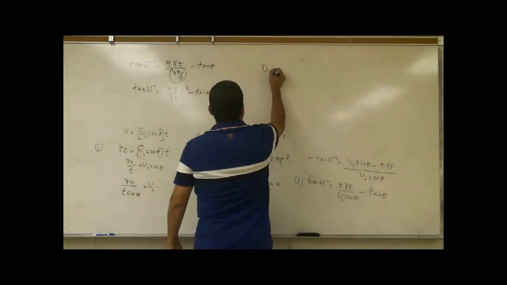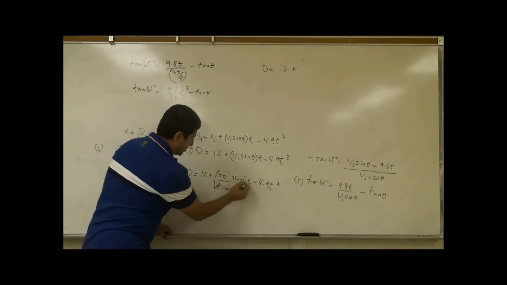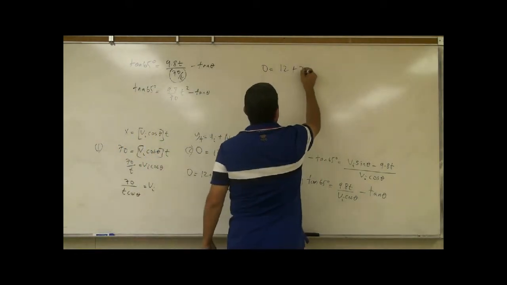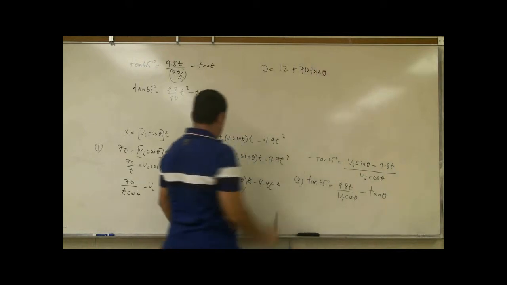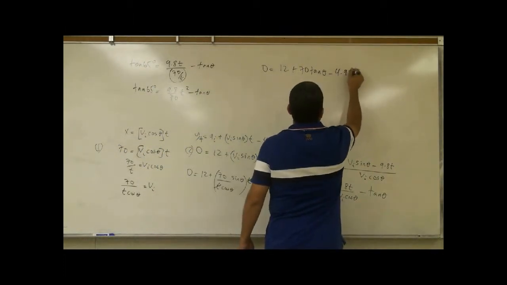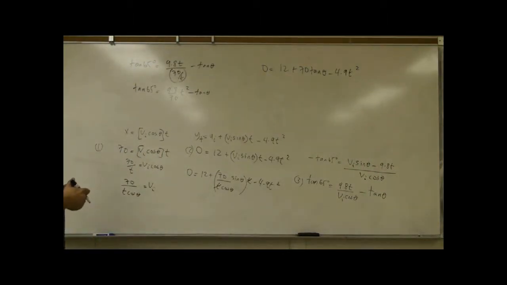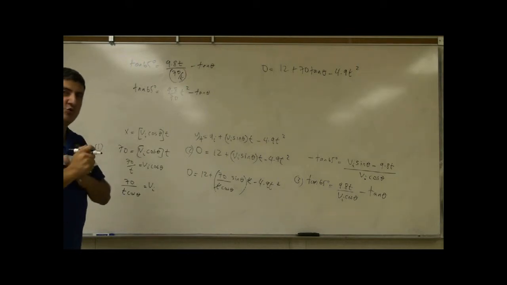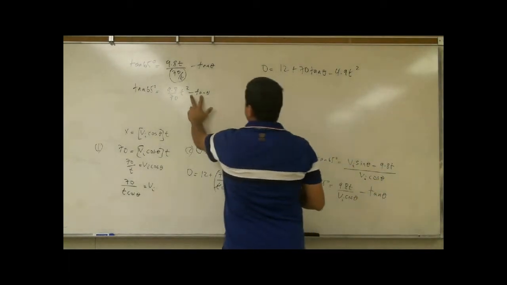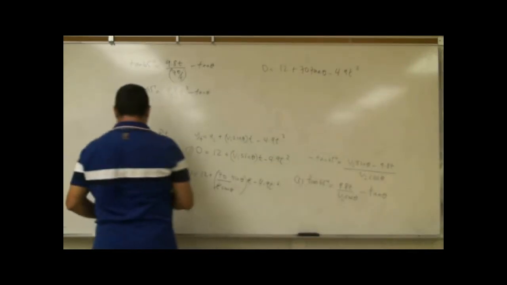So I have 0 is equal to 12 plus 70, and then the t cancels the t. So the t is gone. And then you have 70 tangent theta. Right? Sine over cosine. Minus 4.9 t squared. Well, actually, if you look at this, this gives us a clue as to what to do next. We have an expression here for tangent theta, and we have an expression here for tangent theta, right?